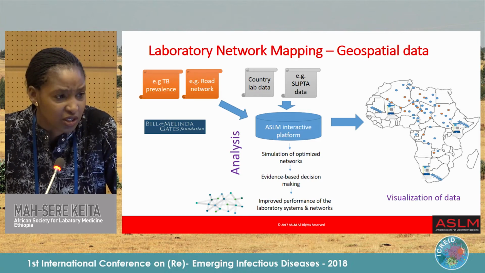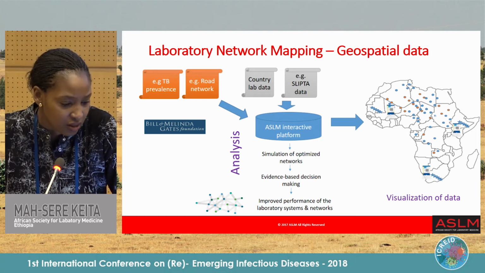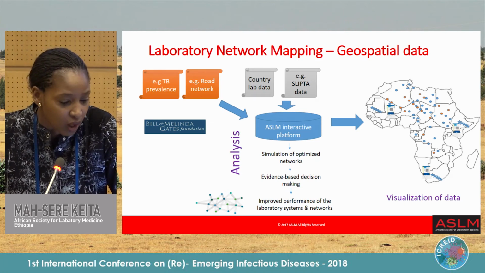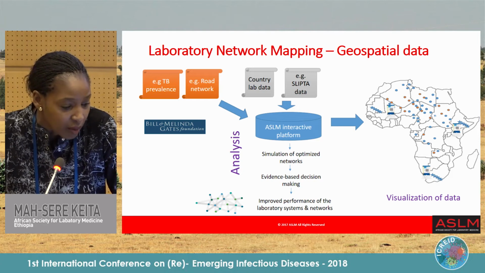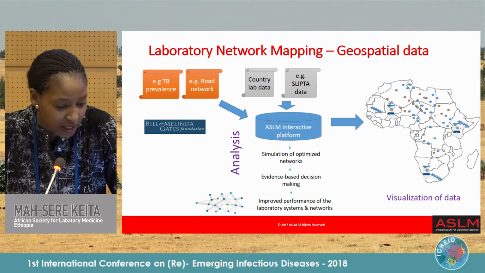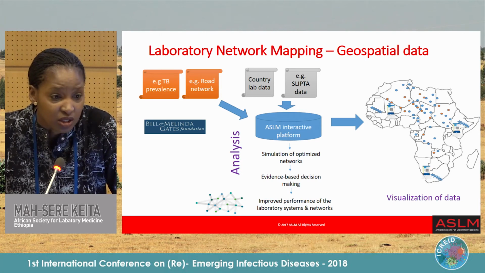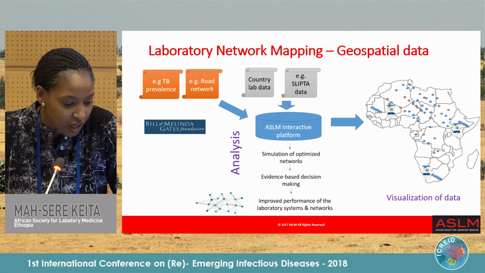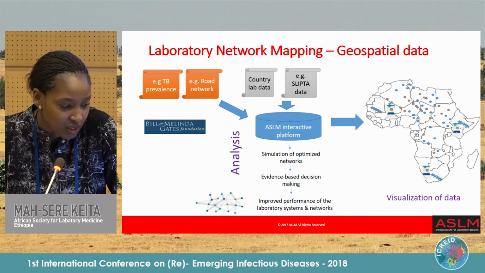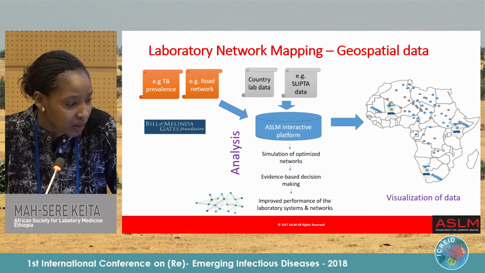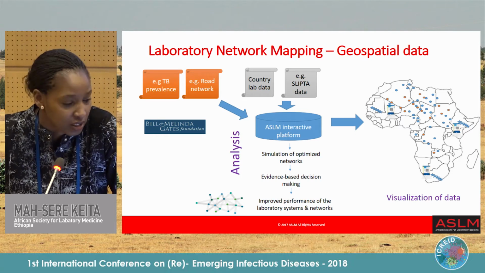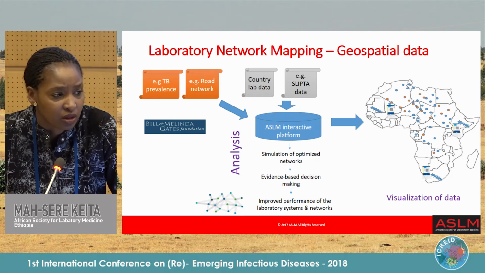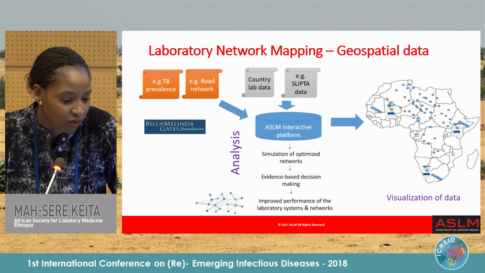We also use the DHIS2 system that many countries have adopted, using that information as well. We collect the information that would enable us to simulate what an optimized network would look like, and then help the countries make some decisions and improve performance of the laboratory systems in general. And we also juxtapose that information with information they have on disease prevalence, and also information on transport systems and just how the environment looks in the overall country.